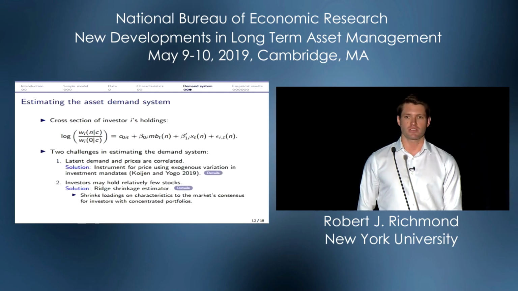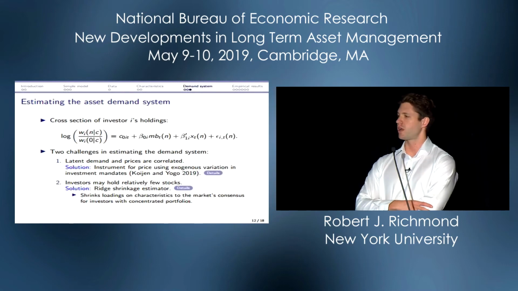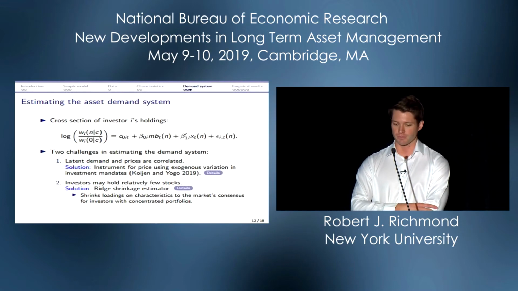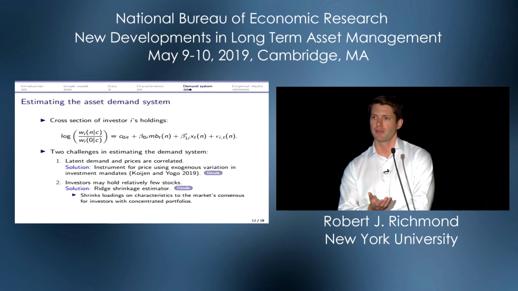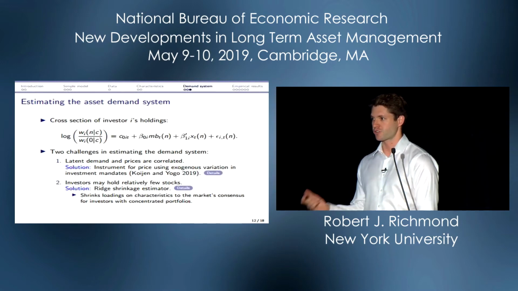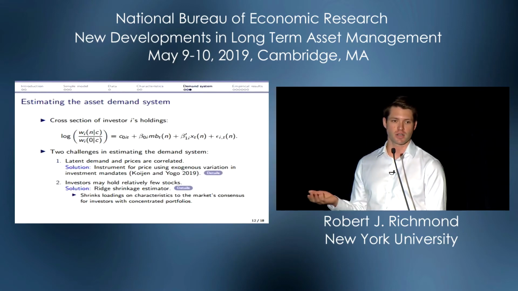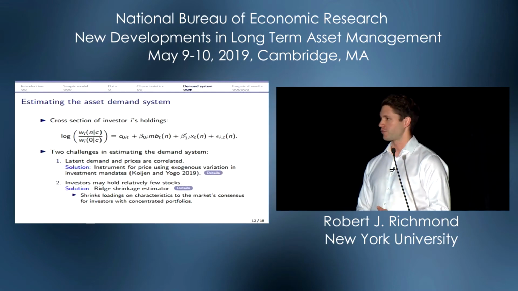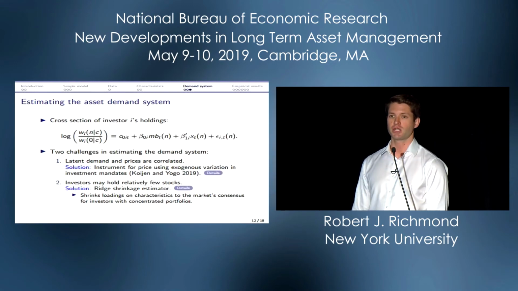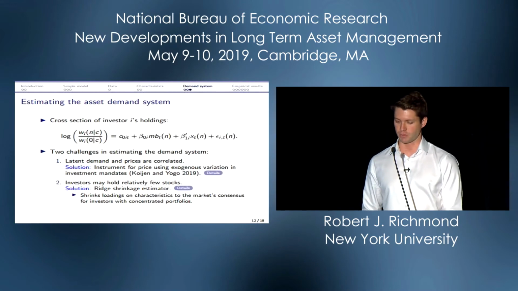Just rewriting our estimation equation, you can see 2 challenges when we want to estimate the demand system. The first is that latent demand, this epsilon, and prices could potentially be correlated. This can happen in 2 potential cases. The first is if investors aren't atomistic. An investor might have high latent demand, which could also push up the price, or if demand shocks across investors are correlated. So we're going to need an instrument for price. I don't have time to talk about it here, but what we're going to do is exploit exogenous variation in investment mandates across investors following Koijen and Yogo 2019.